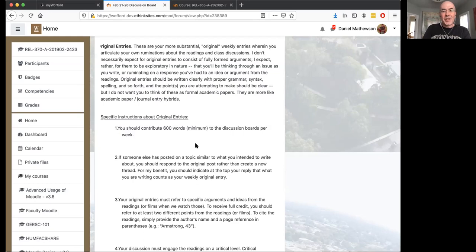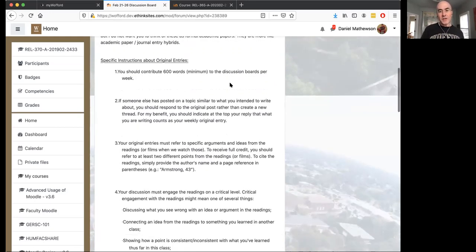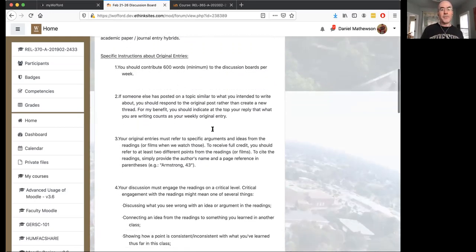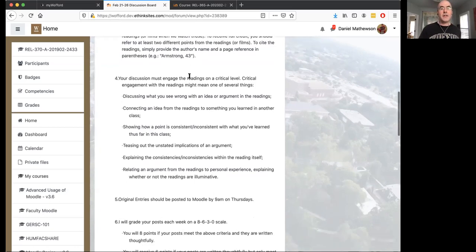Original entries should be written clearly with proper grammar, syntax, and spelling, and so forth, and the points you're attempting to make should be clear, but I do not want you to think of these as formal academic papers. They're more like academic paper and journal entry hybrids. Specifically, they should be 600 words minimum per week. Number 3 here, your original entries must refer to specific arguments and ideas from the readings or films. To receive full credit, you should refer to at least 2 different points from the readings or films, and then I show them how to cite the readings.